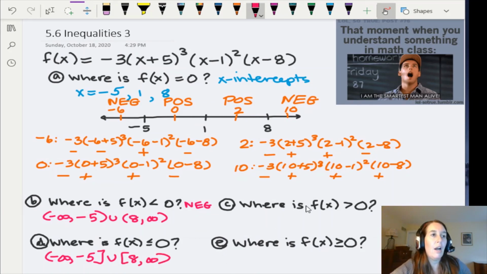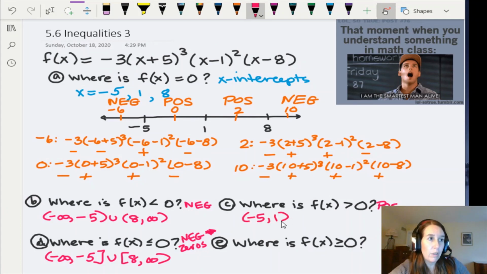Now we're going to do where is f of x greater than 0. Greater than 0 means the positives. So this, in other words, is not the positives, the negatives. I should have written this already. The negatives and the zeros. I don't want to put a plus sign. That's weird, right? The negatives and the zeros. This is just the positives. So the positives are here and here, and it is 2 intervals, -5 to 1 and 1 to 8.